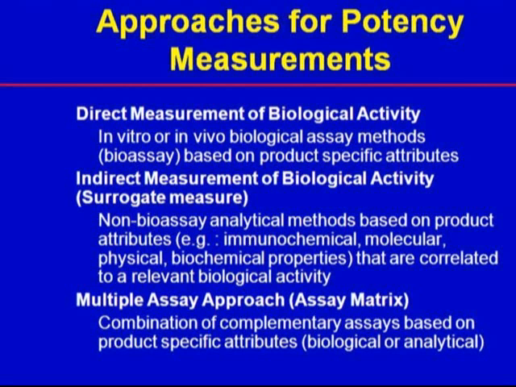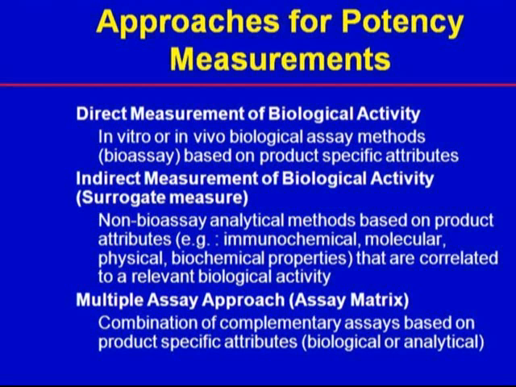In such cases, you may also develop an indirect measure of biological activity using an analytical method or methods that measure immunochemical, molecular, physical, and/or biochemical properties of the product, which can be correlated to the relevant and specific biological activity. This is called a surrogate measure of biological activity. It's also possible that one assay may not be sufficient to demonstrate potency. In this case, a combination of complementary assays or assay matrix may be developed that measure the relevant product quality attributes necessary to demonstrate potency.